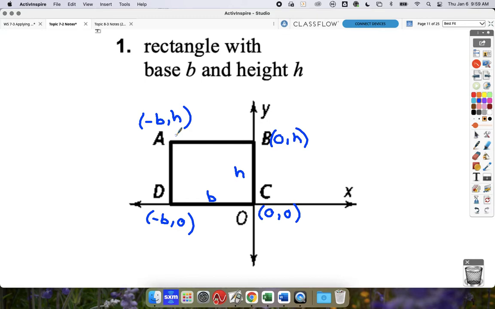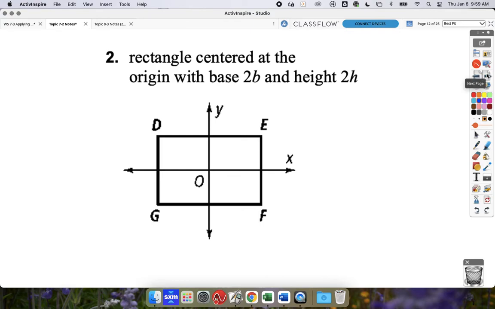How do you feel? Is there one on there that was bothering you that you want to jump to next? Like, how did we do with number 2? Good or not good? Not sure? Okay, so the rectangle is centered at the origin. This is the center of the rectangle. And the base is 2B long, and the height is 2H long. So what'd you get for point E, the location of point E?